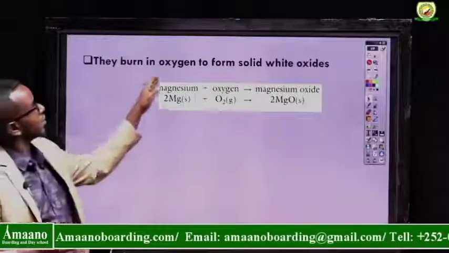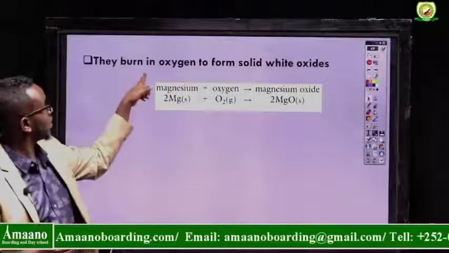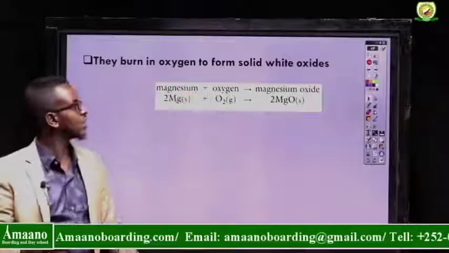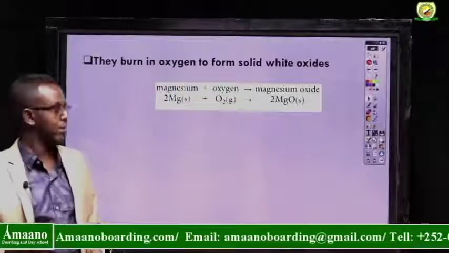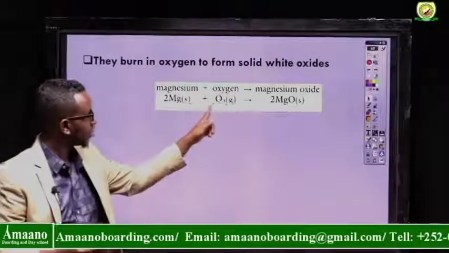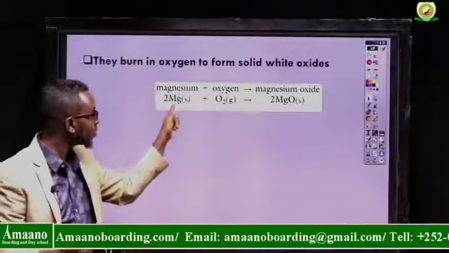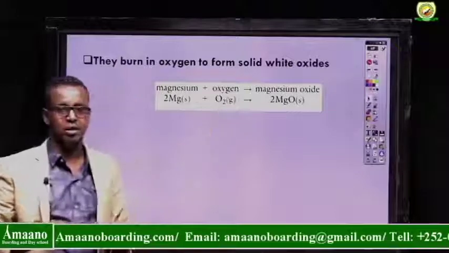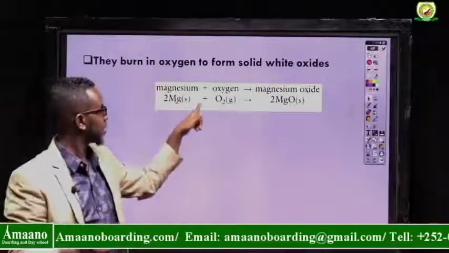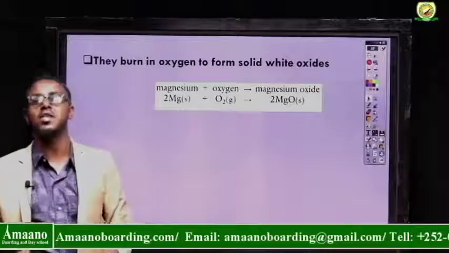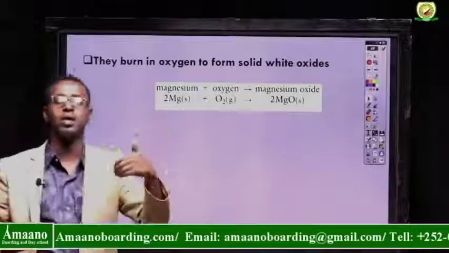They burn in oxygen to form a solid white oxide. Same principle as group 1. So this is magnesium plus oxygen, magnesium oxide. So they produce metal oxide. If you put here calcium plus oxygen, calcium oxide. What about beryllium plus oxygen, beryllium oxide? So they behave in a similar way. They react with oxygen to produce what?